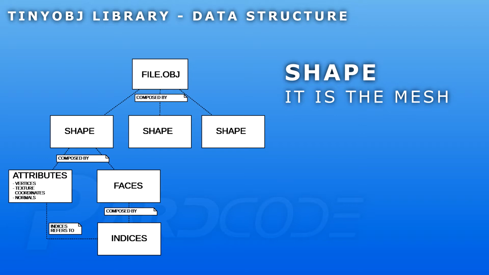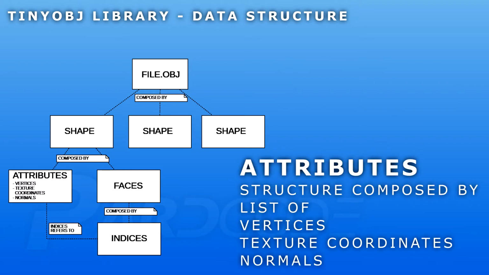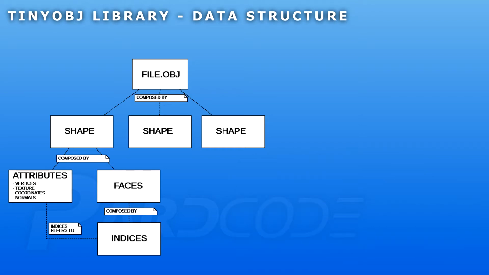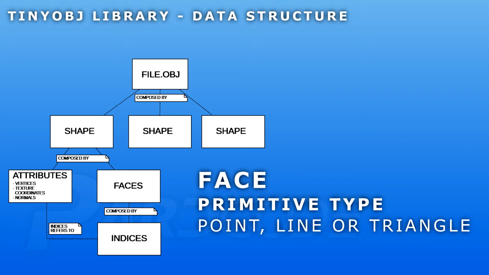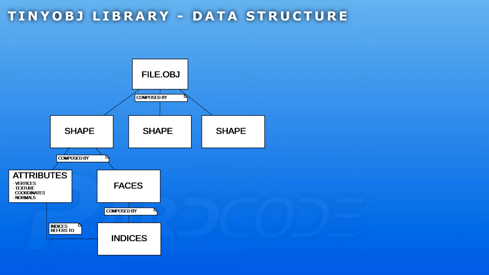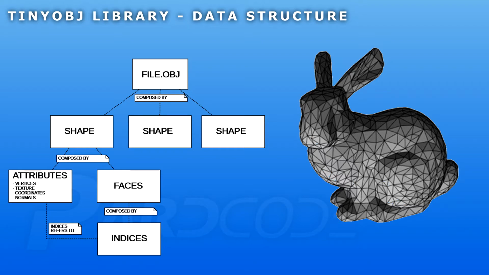An OBJ file is composed of 0 or more shapes, or meshes. For each shape, we have an attribute structure and a list of faces. Attributes is a structure composed of lists of vertices, normals, and texture coordinates. A face, instead, is the base element or primitive used to compose a mesh. A face can be a point, a line, or a triangle. For example, this bunny is composed of triangle faces.